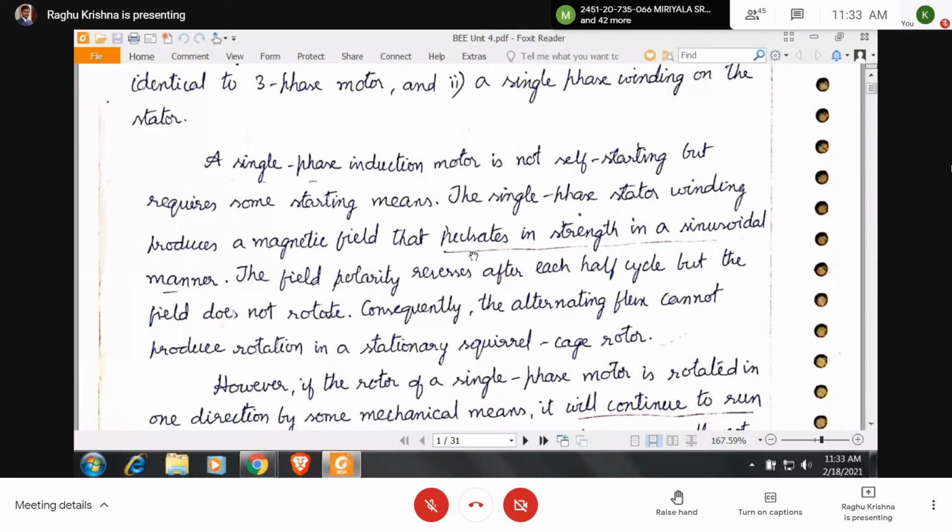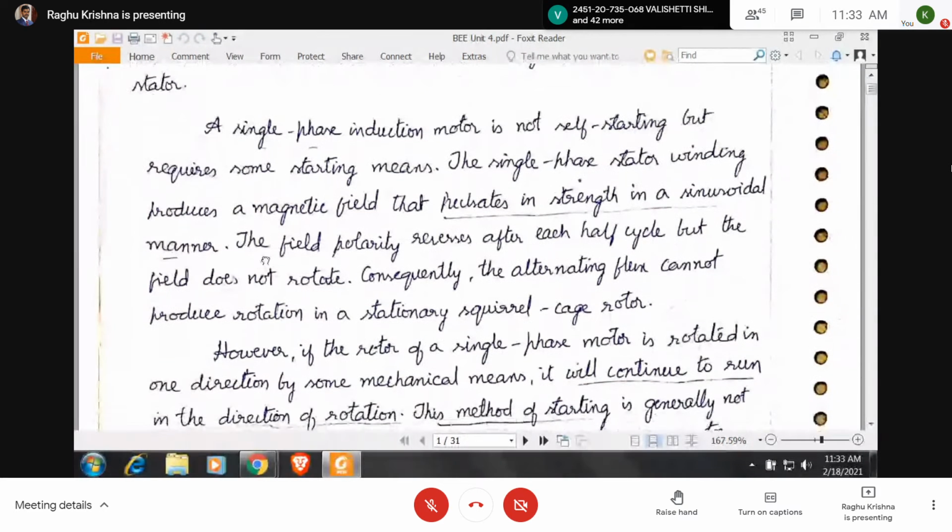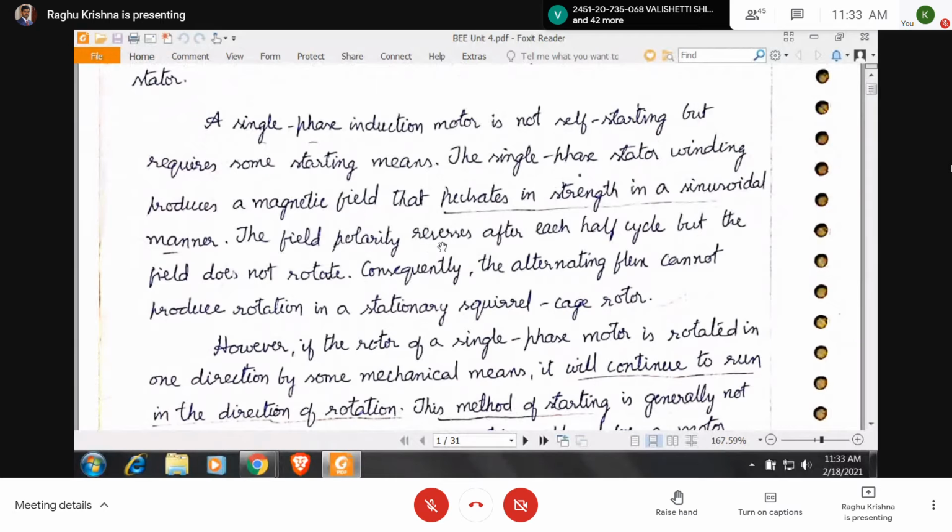It happens in a sinusoidal manner. Already we have seen. So the field polarity reverses after each half cycle.